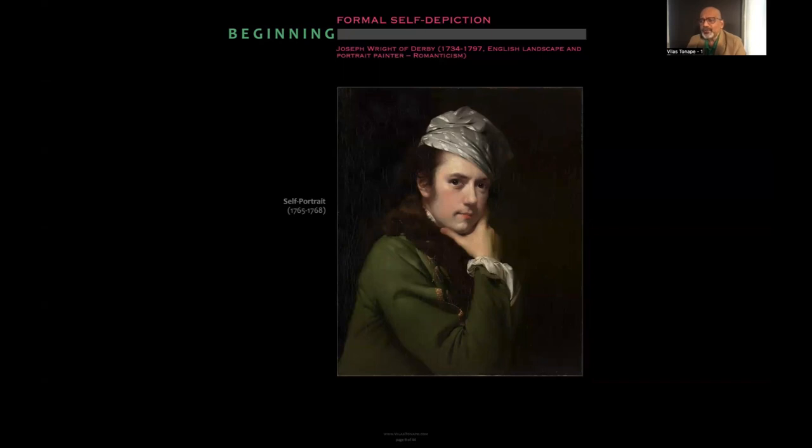This one is Joseph Wright of Derby painting. He was an important artist because he was one of the first who expressed the spirit of the industrial revolution. And this particular painting is very well liked, particularly the way his chiaroscuro is kind of soft over here. And the gaze and his gesture, resting his hand on the chin, is very warm, inviting, and welcoming.